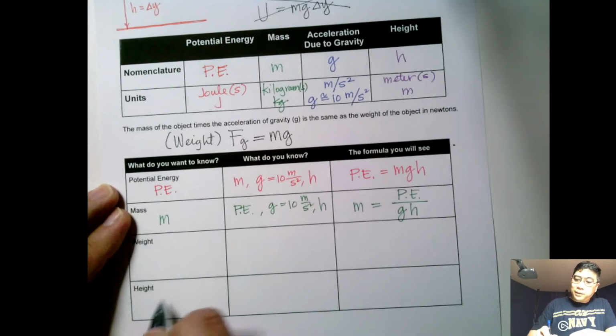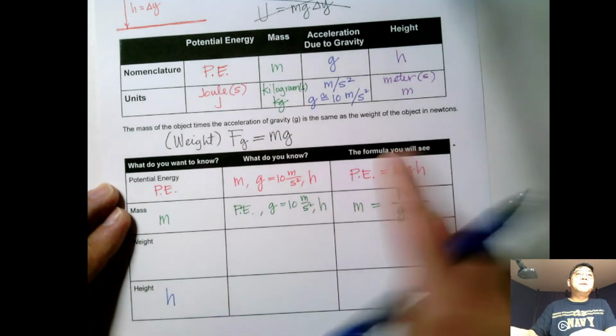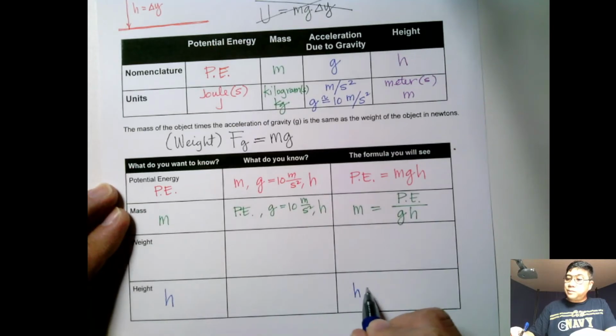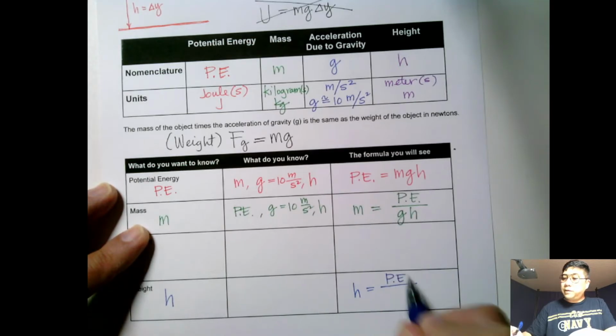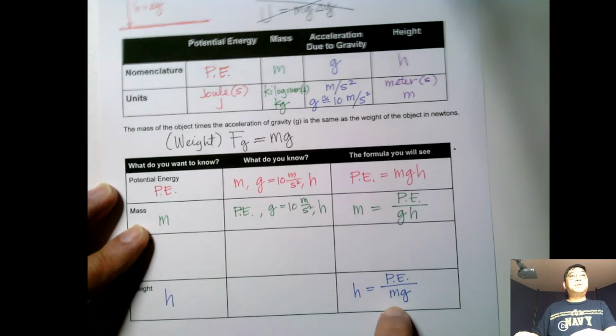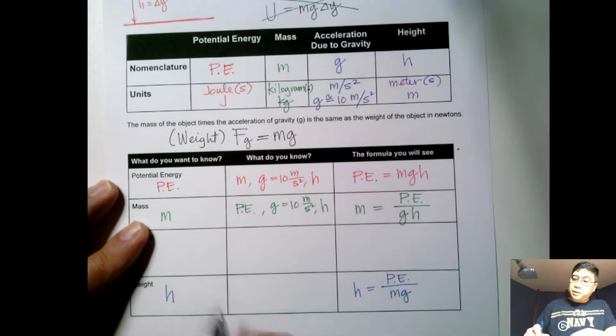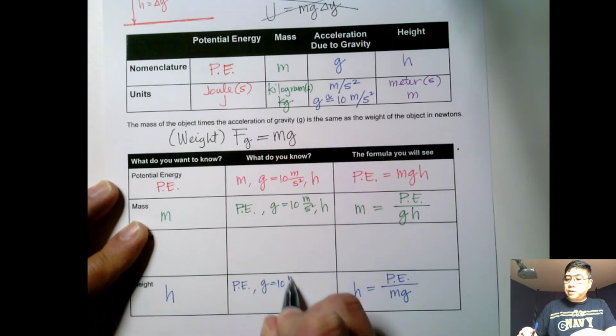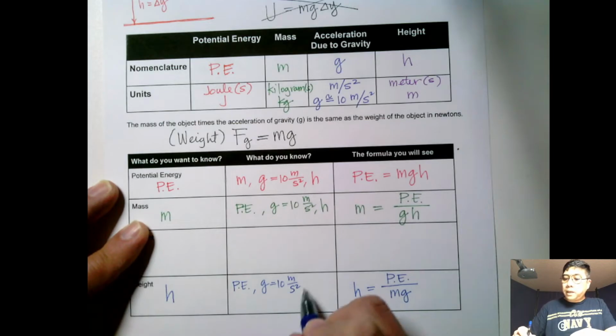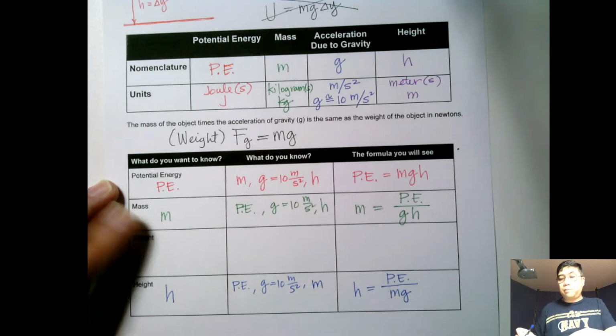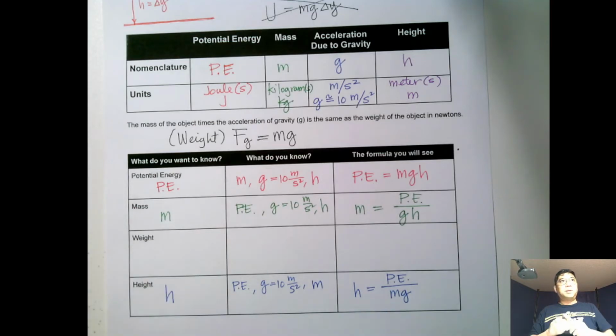So height, in order for us to solve for height using the original equation, is basically our potential energy divided by the mass and the acceleration due to gravity, mg. Things that we should know, of course: we need to know the potential energy, which is on the right side of the equation, the value of acceleration due to gravity, which is 10 meters per second squared, and we should know the mass in terms of kilograms of the object. Okay? Kilograms of the object.